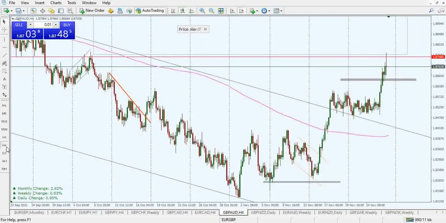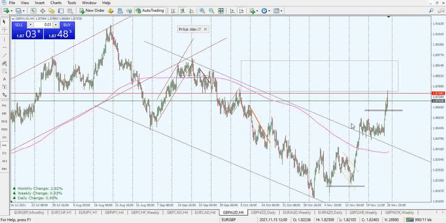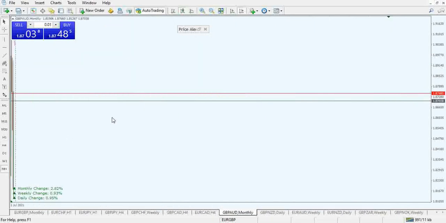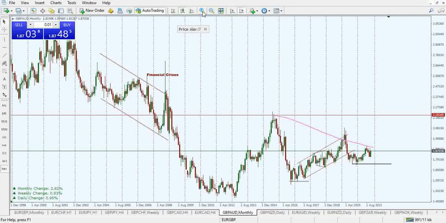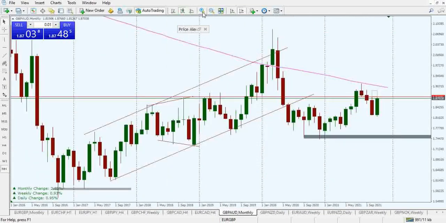All right, so the H4 looks just like this. I think price should also continue further upside. That should be a possibility. So this is bullish. I'm going to be looking at when price is going to stall. That's the point I'm going to be looking at. However, let me look at this one on a much bigger time frame also with you guys.